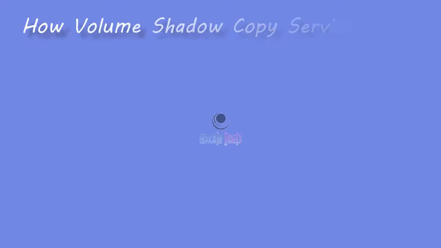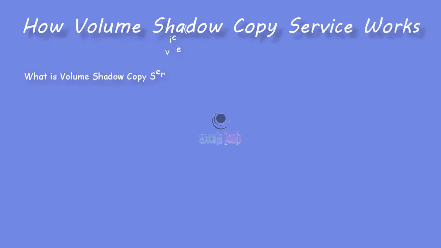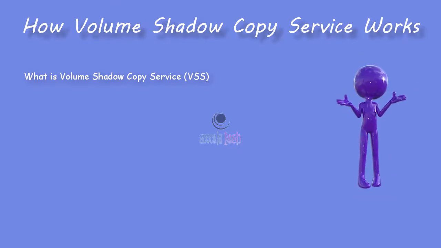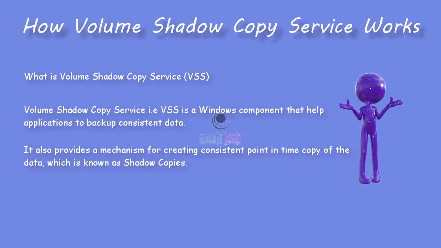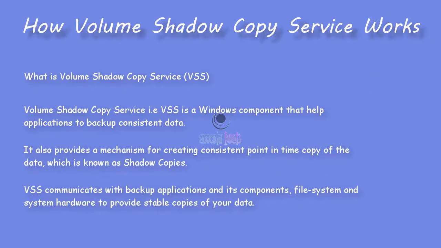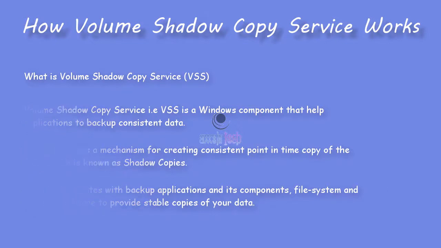Today I'm going to show you how VSS works. Before we see how VSS works, we should understand what VSS is. Volume Shadow Copy Service, that is VSS, is a Windows component that helps applications back up consistent data. It also provides a mechanism for creating a consistent point-in-time copy of the data, also known as a shadow copy. Thus, VSS communicates with your backup application and its components, file systems, as well as system hardware to provide stable copies of your data.